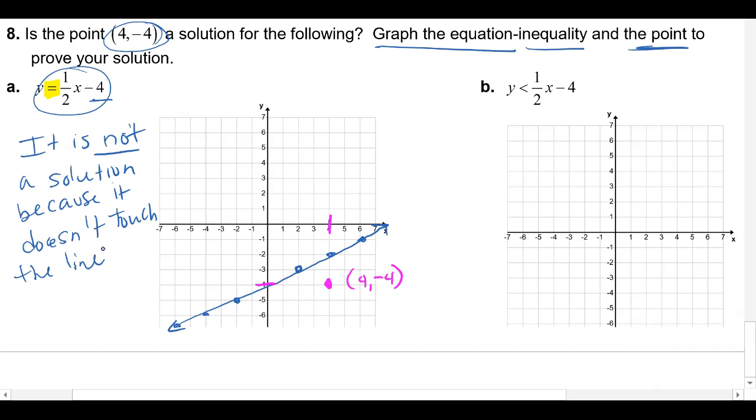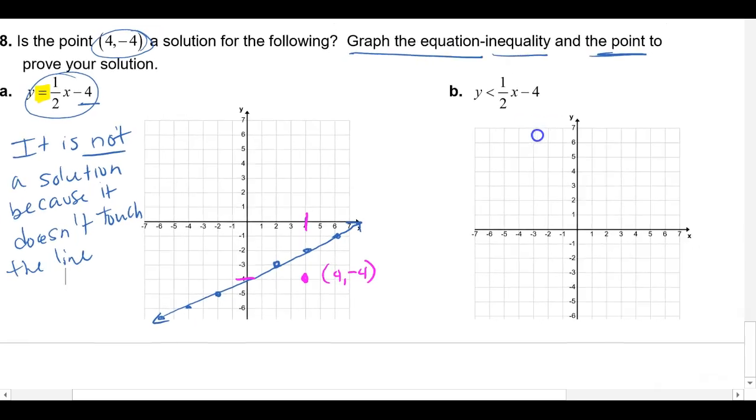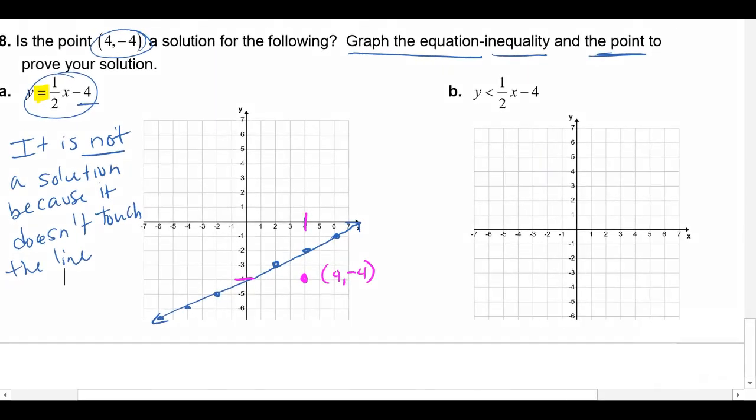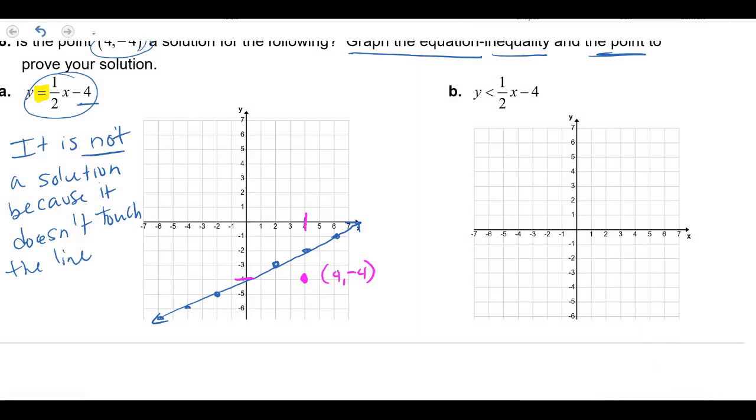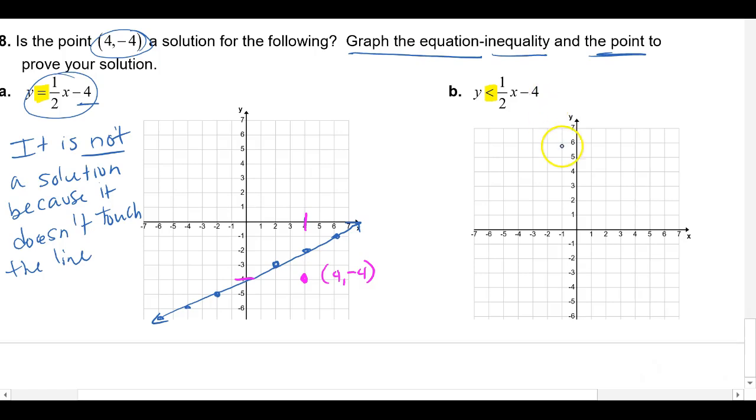Okay? Now let's take a look at this one over here on the right. Graphing is similar, but just a little bit different. In this case, the difference is that we have an inequality sign. We have a less than sign. Okay? So now let's start by graphing our points. Again, we start with the same thing, negative 4, and we go up 1, right 2, up 1, right 2, and then do the same thing, go down 1, left 2, down 1, left 2.